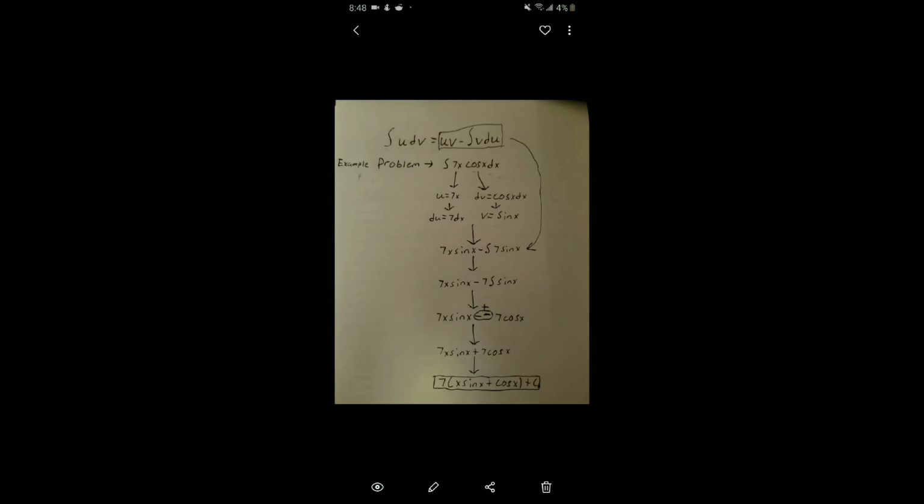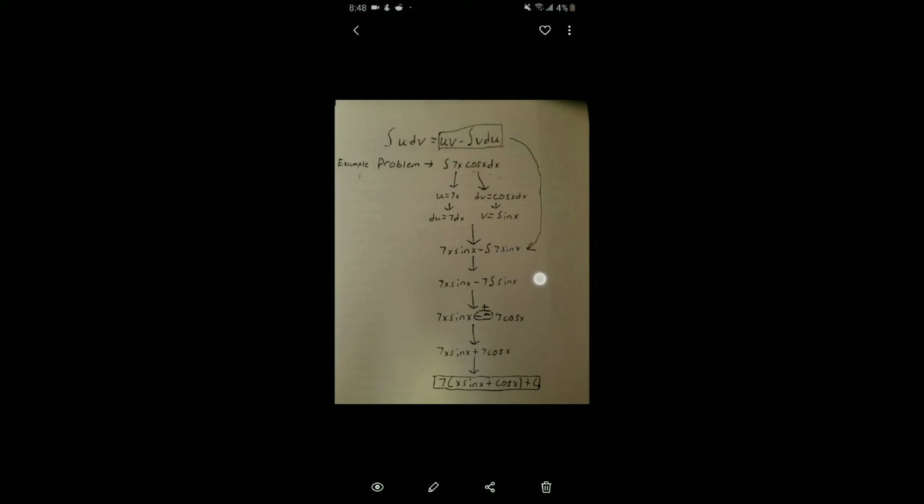Here is a bit more technical definition for the same problem. You take the equation 7x cosine x dx and split it up into the u, which is 7x, and the dv, which is cosine x dx. The derivative of u is 7 dx, and then the integral of dv is sine of x. You then put it into the formula, so 7x sine of x minus the integral of 7 sine x, and then you apply linearity to the 7, since it's a constant.